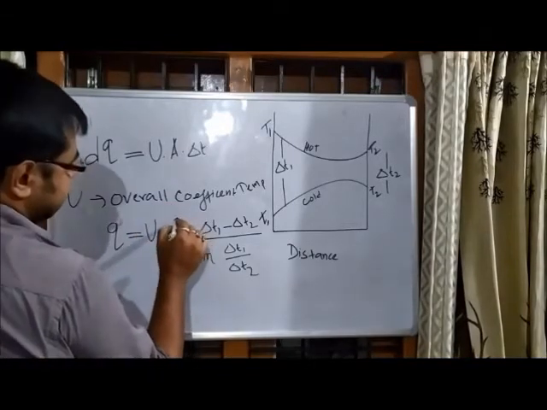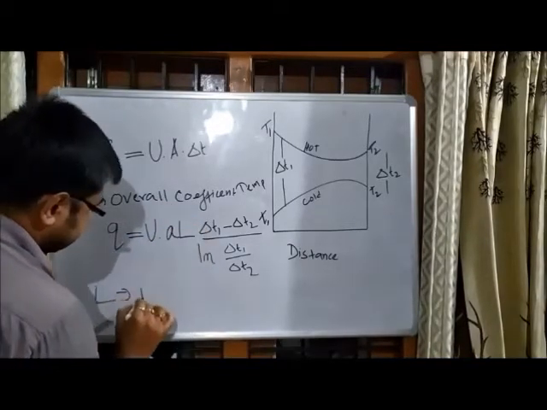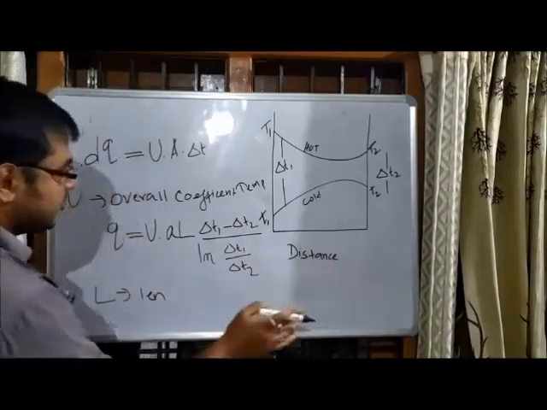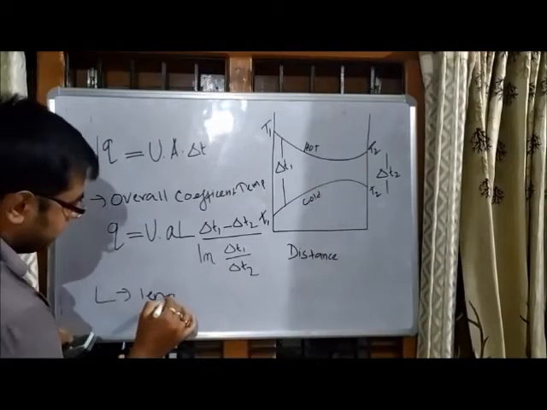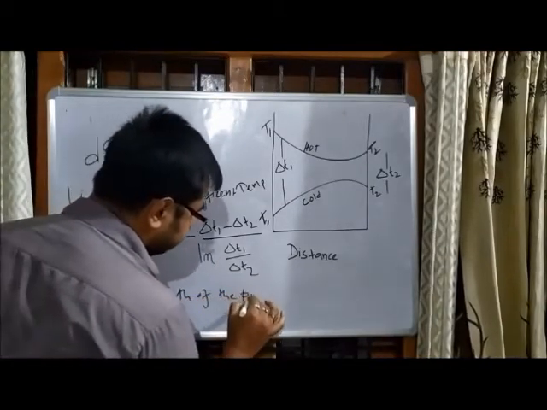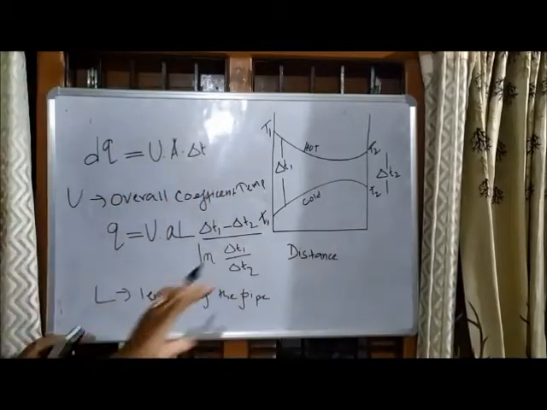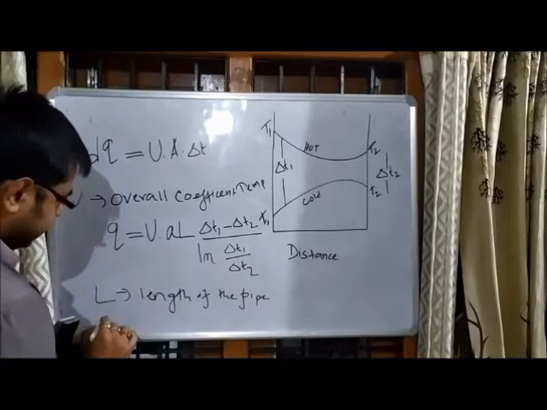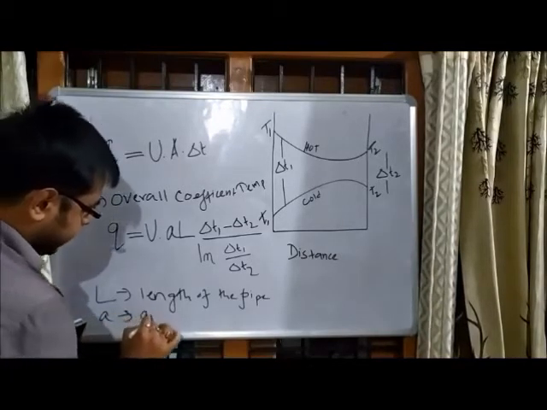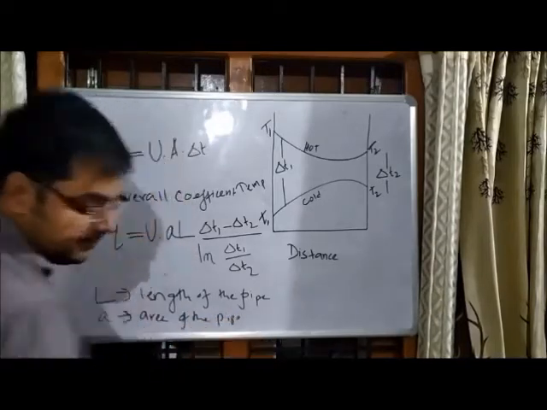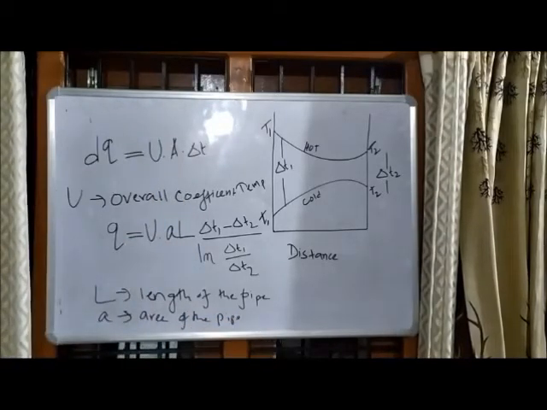Here L is the length of the pipe. I have left the whiteboard space so that you can write if you want to. It is the length of the pipe, or the exchange length of the pipe, and small a is the area of the pipe.